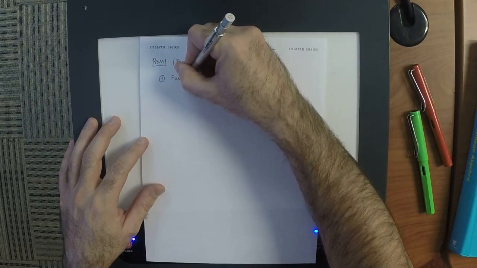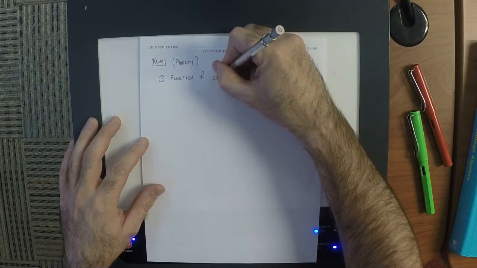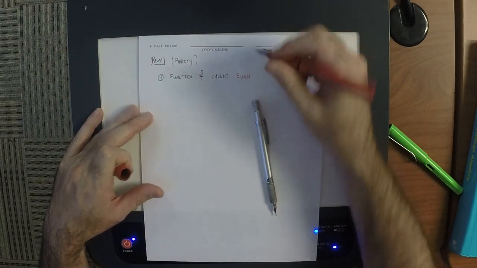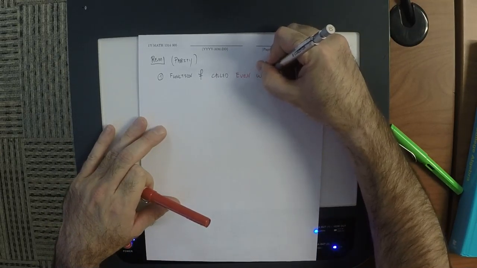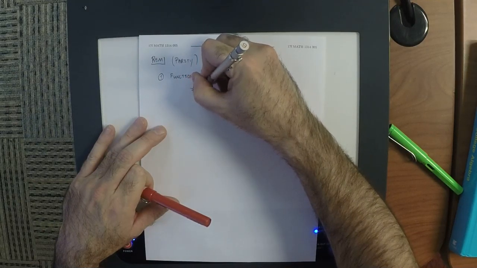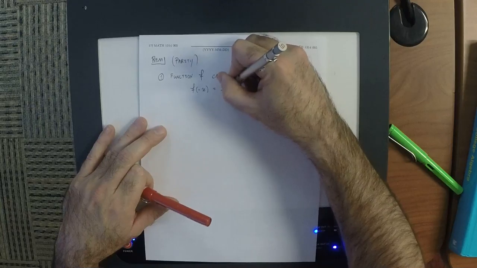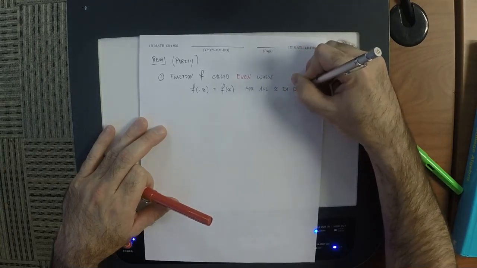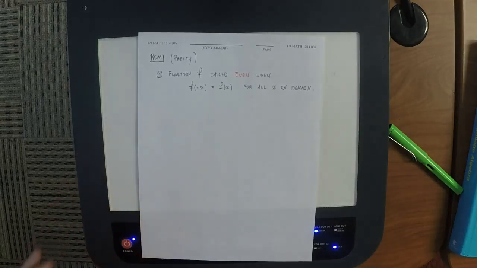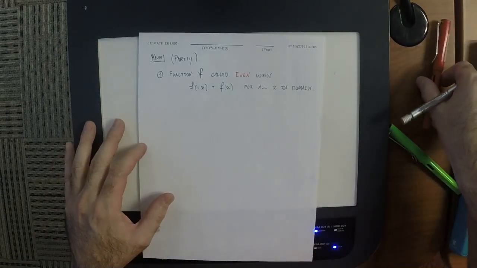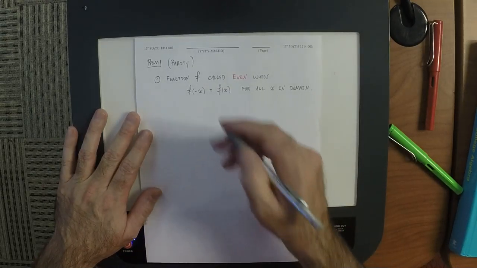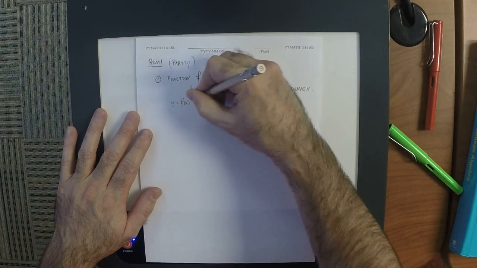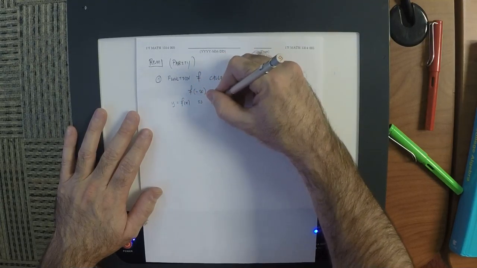So, function f is called even when f of negative x is f of x for all x in the domain. Okay, so that's the algebraic condition for evenness. Geometrically, that means that y is f of x is horizontally symmetric.